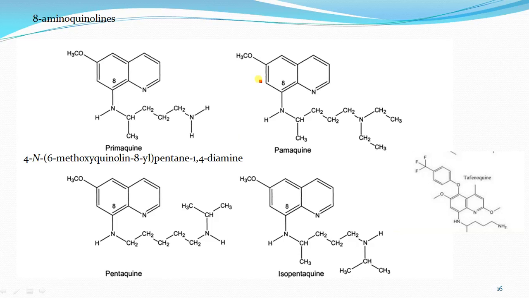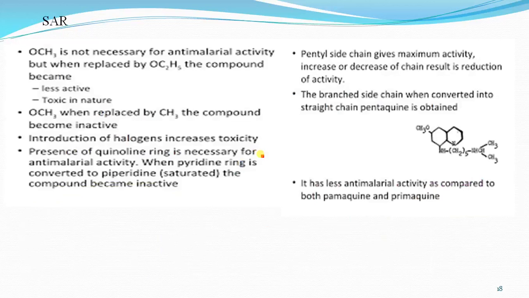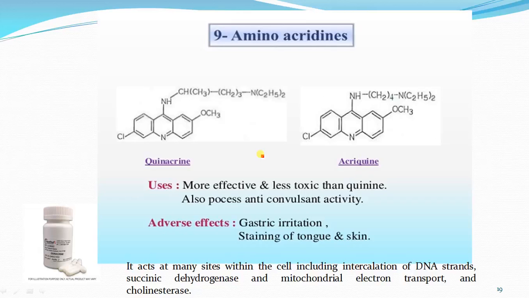When the groups are substituted on the second, third, fourth positions, it shows pharmacological activity, but the side effects are also there. Like this, tafenoquine is developed by substituting a methoxy group at the second position, but the third and the 7th position have not always been substituted with any other functional group or ring systems, isn't it? These are the SAR points of the 8-aminoquinolines.